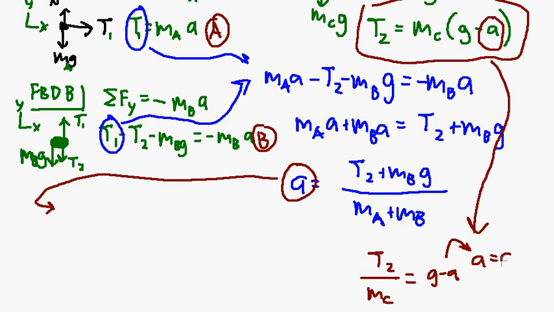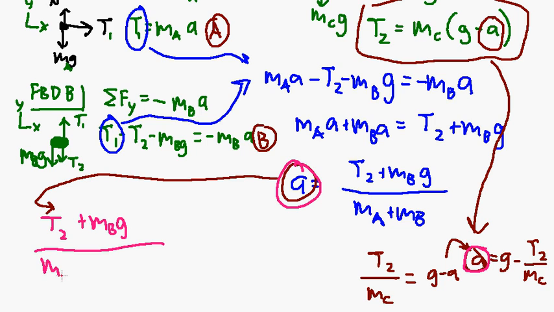So then we have this A and this A. And we can set them both equal. So that and that, we can set them both equal. And then we get T2 plus MB times G over MA plus MB. That equals A, and this equals A. So equals G minus T2 over MC. Holy moly, that's annoying. Okay, so now we got to collect our T2s.